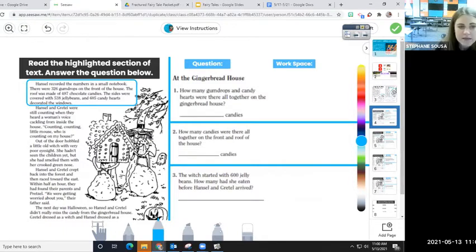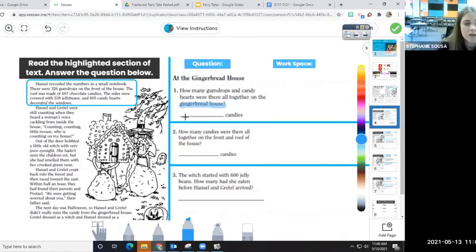Slide 4 says, at the gingerbread house, how many gumdrops and candy hearts were there all together on the gingerbread house? Okay, so this section of text right here is about the gingerbread house. Remember at the end, they also got Halloween candy. This question isn't about that. This question is about on the gingerbread house.